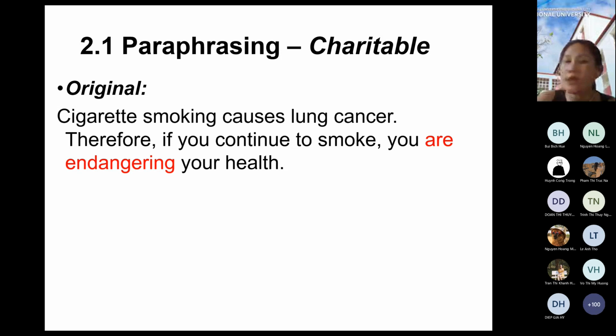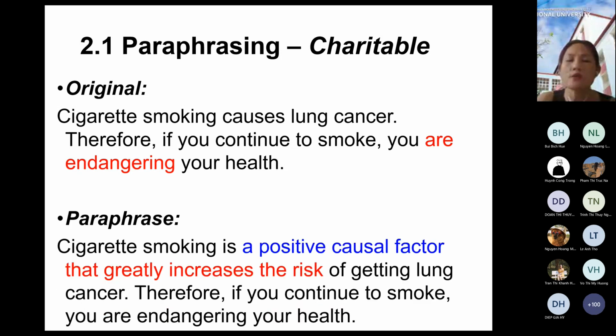So in this case, we need to restate, or paraphrase it. And when you paraphrase it, you will see that the new statement is somehow longer, with more words than the original one. And that somehow conflicts with the previous one about concise, isn't it? So here, the reason why we make it longer is that we make sure the content is clear and true, isn't it? So cigarette smoking is a positive cultural factor that greatly increases the risk of getting lung cancer. And if we say so, although it makes it very long, at least we make sure that we don't make the mistake in the original one about cigarette smoking causing lung cancer.